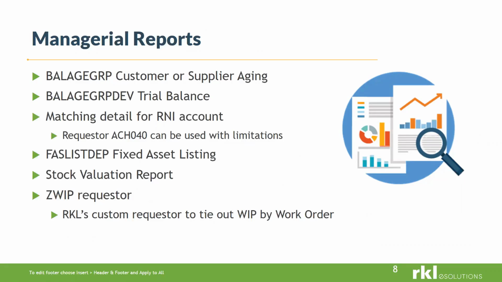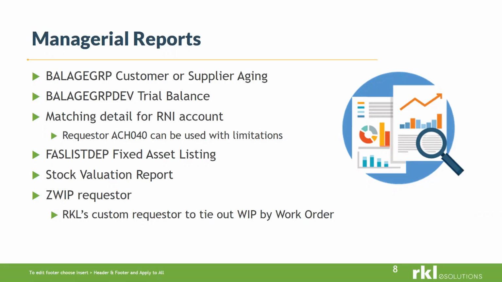So we've listed some of the reports that you'd want to consider running at the end of the period here. Some of these report names may be new to you. The report codes may be new to you. Some of them have changed in V12. So the BAL age group for your customer or supplier aging, the BAL age group dev for the GL trial balance.